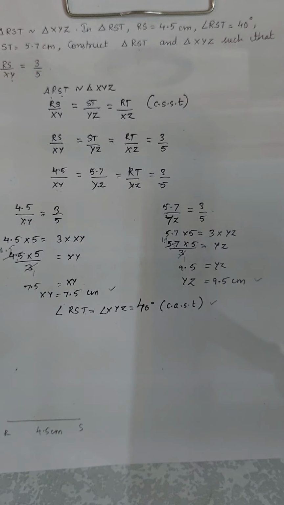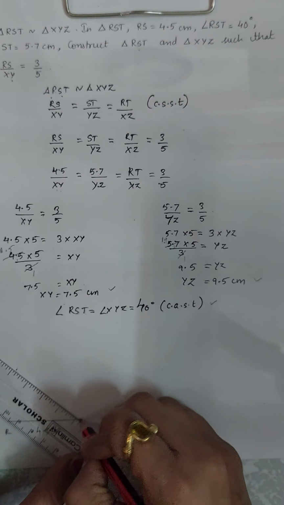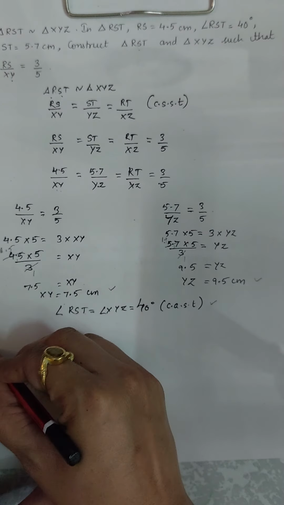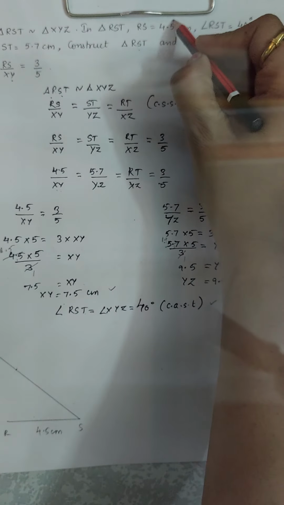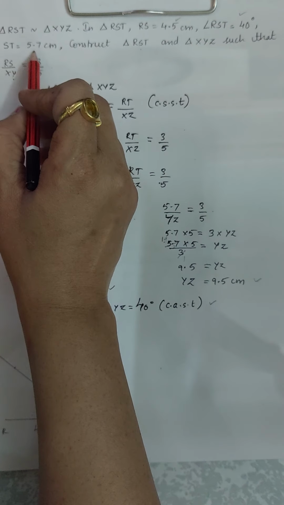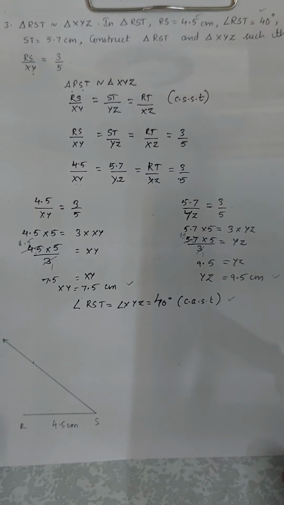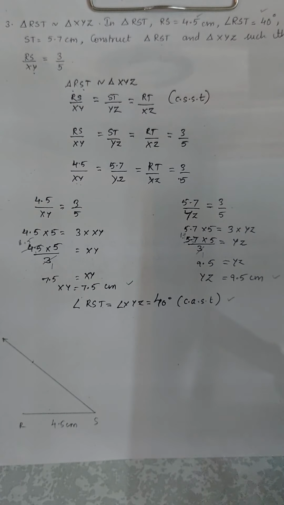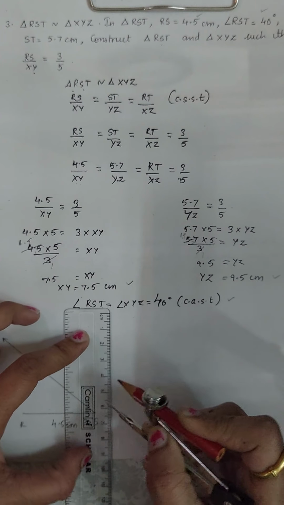So I'm going to draw one ray. Okay, whenever we draw an angle, we draw a ray, right? So we are going to draw a ray like this. Okay, but still we have not got a triangle. We have utilized this, we have utilized this. Now we are left with this ST, which is 5.7. So let us draw ST, which is 5.7. So I'll take a ruler. 5.7.